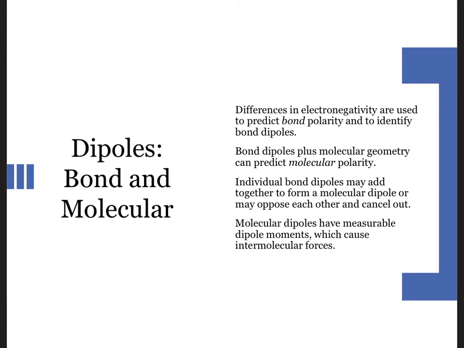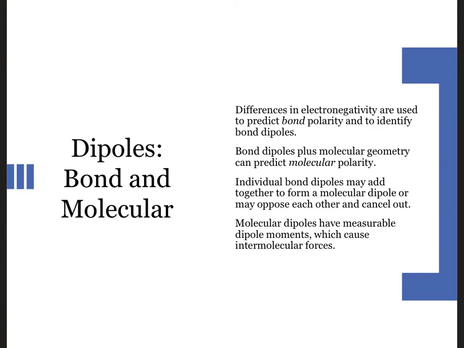Let's begin. Differences in electronegativity between atoms can lead to an unequal sharing of electrons. The polar bond that results will have a dipole, or partial positive charge on the less electronegative element, and a partial negative charge on the more electronegative element.